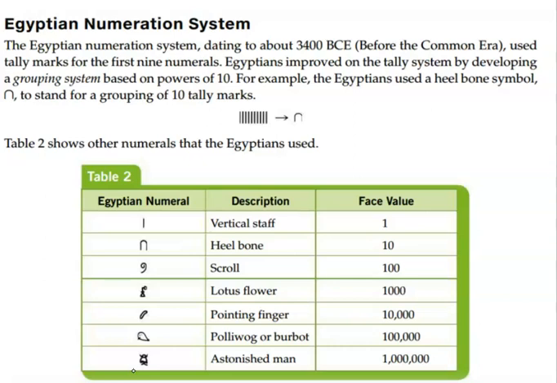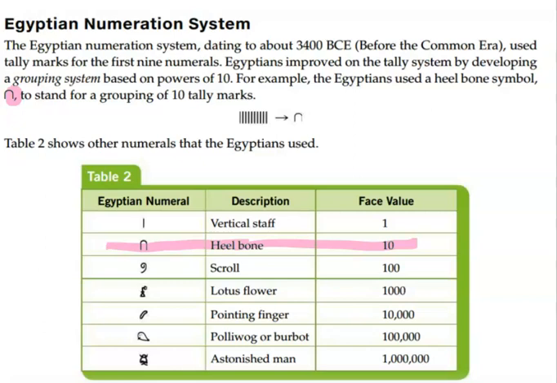Egyptians improved on the tally system by developing a grouping system based on powers of 10. You know, our system now, the Hindu-Arabic system, is also a base 10 system. For example, the Egyptians used a heel bone symbol, and notice that's that arc. Okay, so they're talking about it right here, heel bone, and also mentioned right here to stand for a grouping of 10 tally marks.